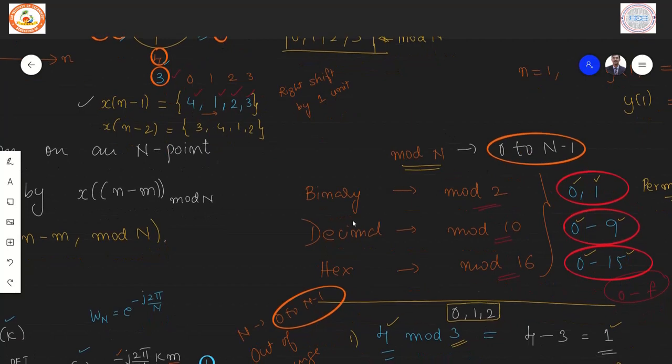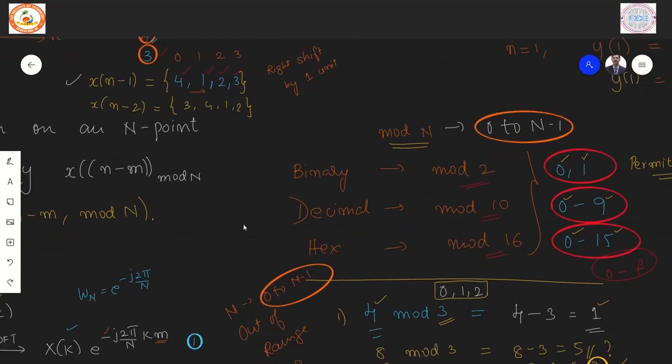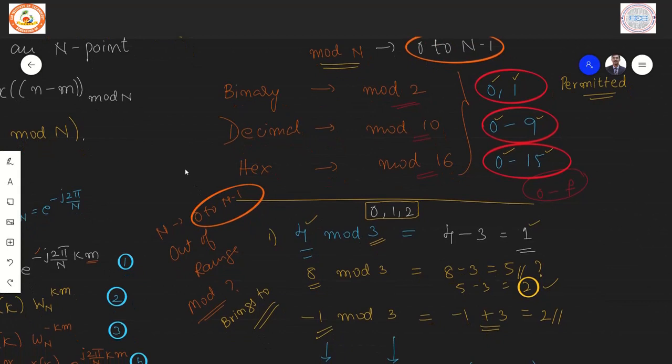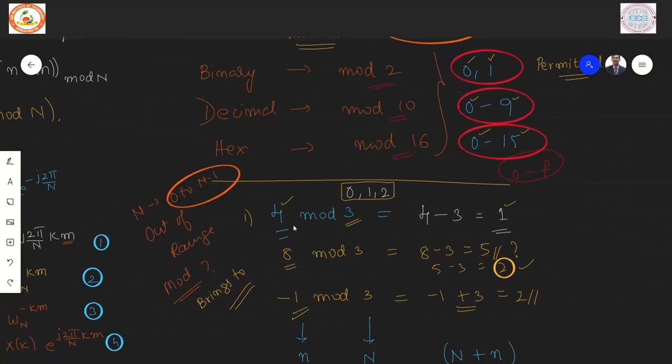To consider more examples, binary is said to be mod 2 because the possible digits are 0 and 1. Decimal is said to be mod 10 because the digits are 0 to 9. Hexadecimal is said to be mod 16 because the digits are between 0 to 15. Let us now take an example of how mod actually works and how you calculate using mod. For example, you have 4 mod 3. The value 4 is more than 3, but we know under mod 3, the permitted values are 0, 1 and 2 only.